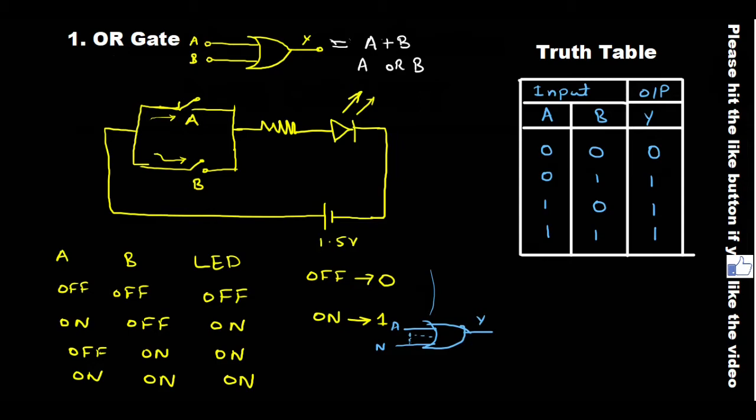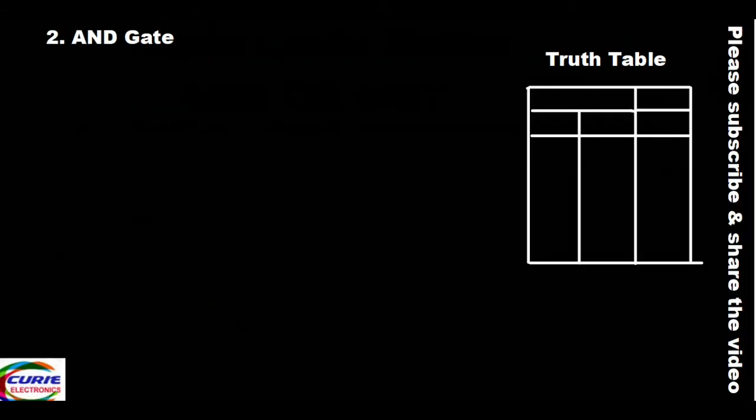Now we will see what is AND gate. AND gate also we will draw a similar circuit. What is there? We have a LED, right?